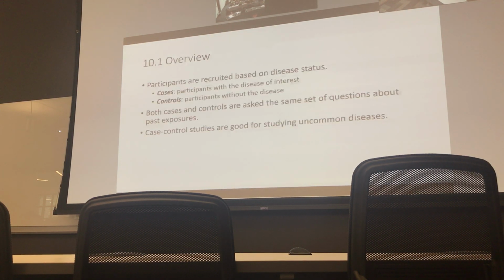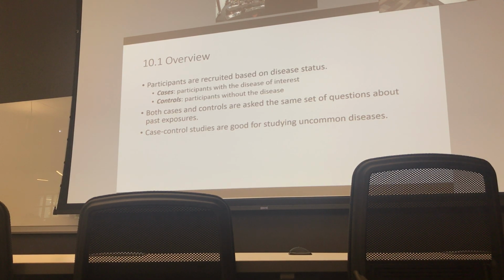Participants are recruited based on disease status. You can have cases, which are individuals with the disease of interest, and you can have controls, which are individuals without the disease of interest. So in case control studies, you're comparing individuals with the disease versus individuals who do not have the disease. Case control studies are good for studying uncommon diseases. It's not a hard and firm rule, but essentially it's good for studying uncommon diseases.